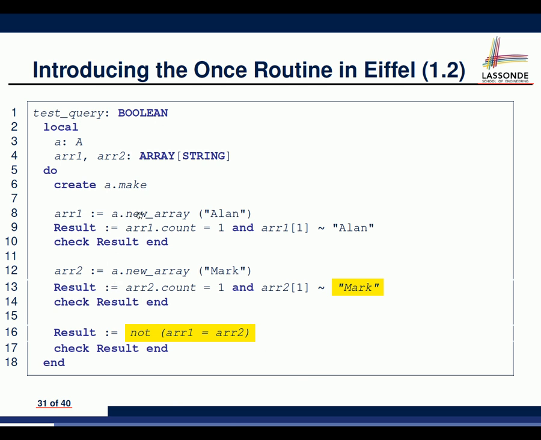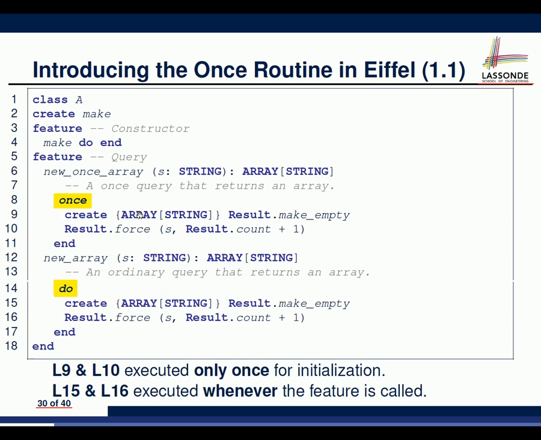So let's say over here we have a class A, and then under the class A, we have two queries over here. We have two commands, basically. And then we are trying to, okay, we are trying to create a returning array in both cases. So in one case, it's called new once array. The other one is called new array. One of them is using the keyword called do, okay, which we are used to up to now.